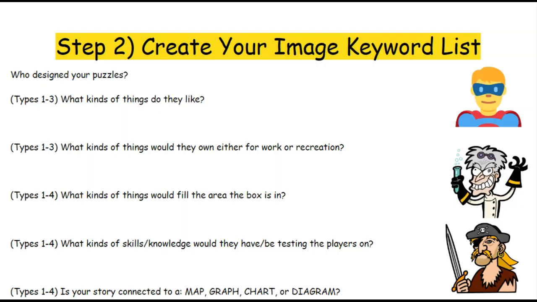Step number 2 is creating an image keyword list. The first thing you have to ask yourself is who designed your puzzles? For breakout types 1 through 3, the question is what kinds of things do they like and what kinds of things do they own, either for work or recreation. For all of the different types, you can use what kind of things would fill the area that the box is in, what kinds of skills or knowledge would they have or be testing the players on, and is your story connected to a map, graph, chart, or diagram.